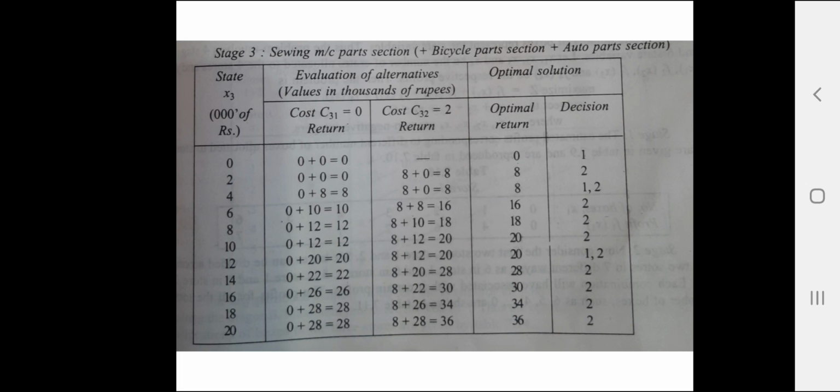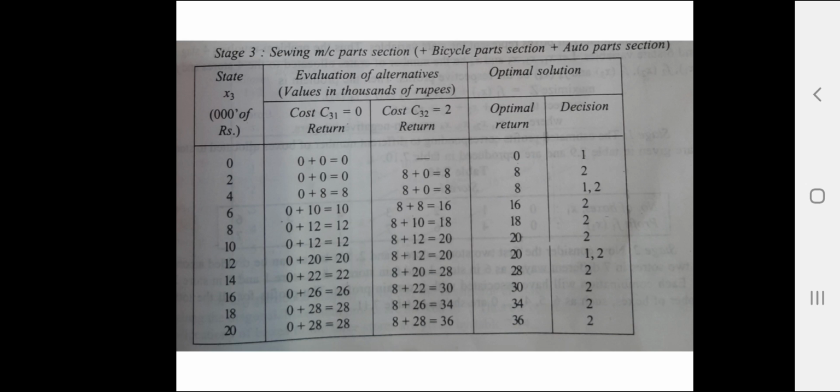So the optimal policy of expanding production facilities is 3, 3 and 2. Okay, so the decision is 3, 3 and 2. This can be elaborated as: replace old machine with automatic in the auto part section, replace old machine with automatic in the bicycle part section, and add a new machine to the sewing part section. This policy gives the optimal solution of 36,000 rupees, that is the maximum return.